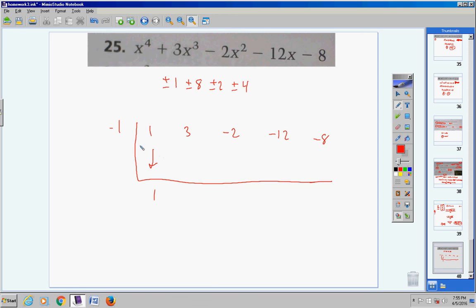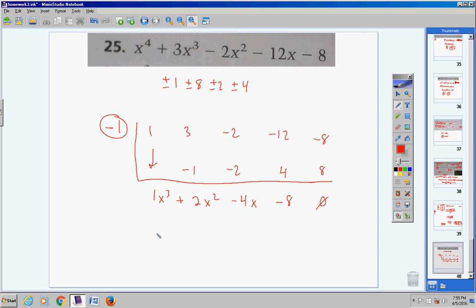Here we go. Negative 1 times 1 is negative 1, combine. Negative 1 times 2 is negative 2, combine. Negative 1 times negative 4 is positive 4, combine. Negative 1 times negative 8 is 8, combine. 0, good. So there's 1 answer right there. So now I'm left with this: x to the third, positive 2x squared, negative 4x, minus 8. Now let's see if this is factorable. Okay, if it is, we're doing good.